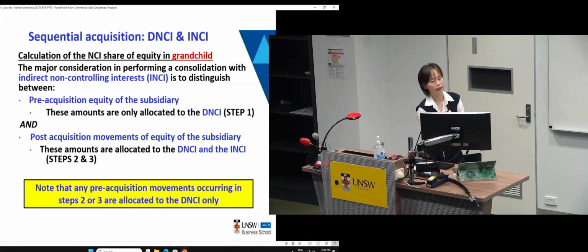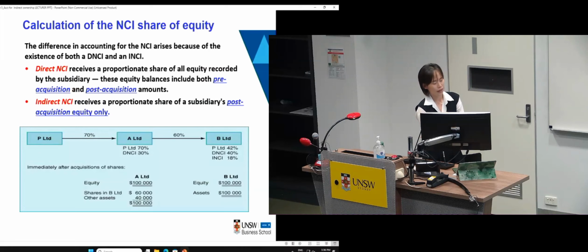All right, now based on these rules and principles, let's look at the following example, okay? So you can say DNCI, as we have demonstrated earlier, receives a proportionate share of all equity recorded by the subsidiary, including the subsidiary's pre- and post-acquisition equity balance amounts, right? And INCI receives only a proportionate share of the subsidiary's post-acquisition equity, okay?